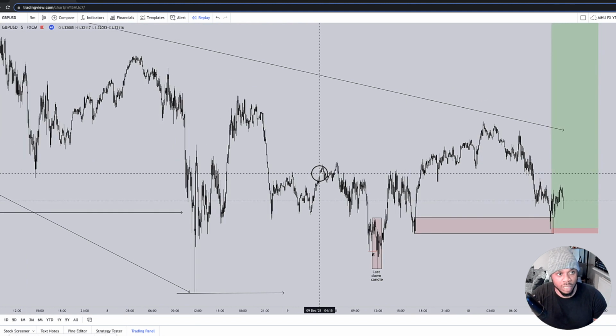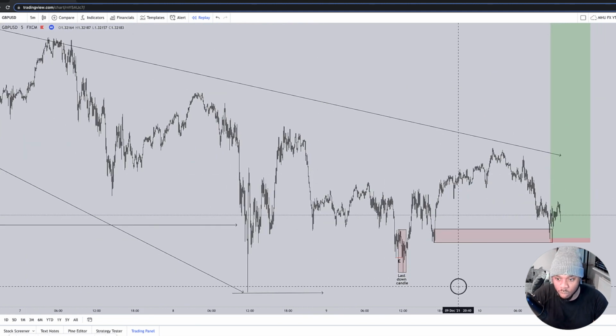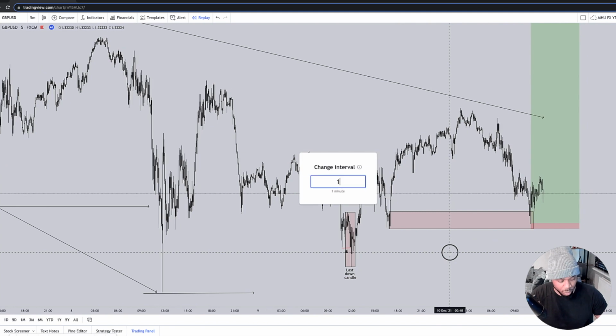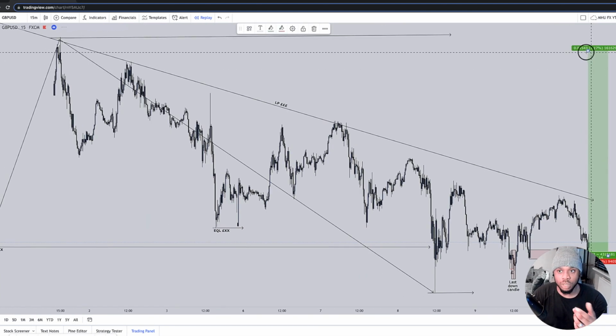If I just press replay, hopefully it doesn't start acting up. My system's going wild right now. I'm going to go up the time frame real quick, the 50-minute time frame. But that was my overall target to the top side.